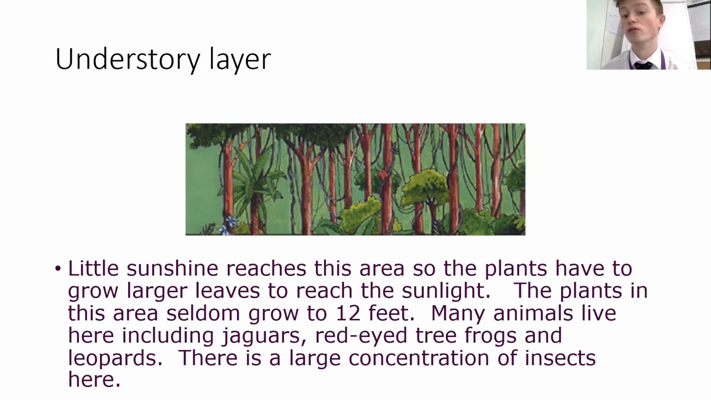Thirdly, you've got the understory layer. So we're getting deeper and deeper into the rainforest now. Little sunlight reaches this area, so the plants have to grow larger leaves to reach the sunlight. Because think beforehand, in the canopy layer they're quite broad-leaved as it is. Here, the leaves are even broader because they have to get whatever sunlight is remaining. The plants in this area seldom grow to 12 feet, so that's the maximum they can grow.